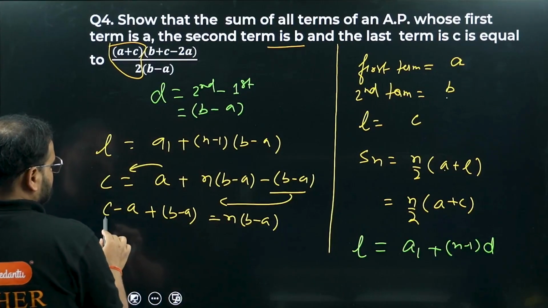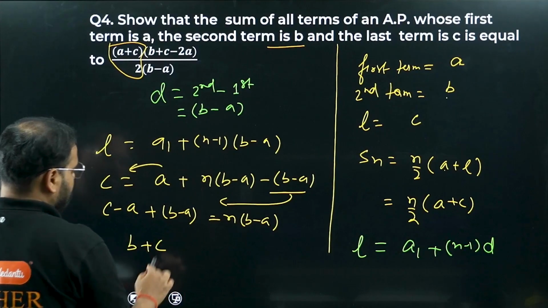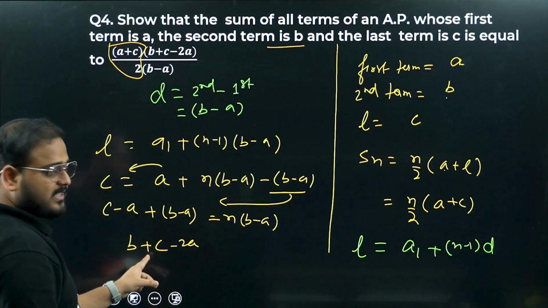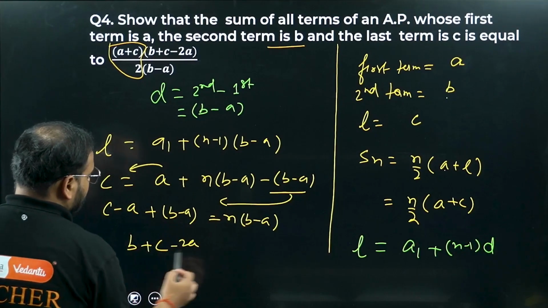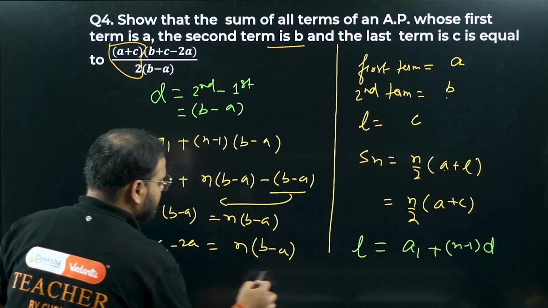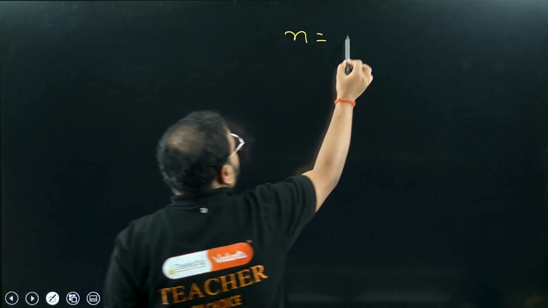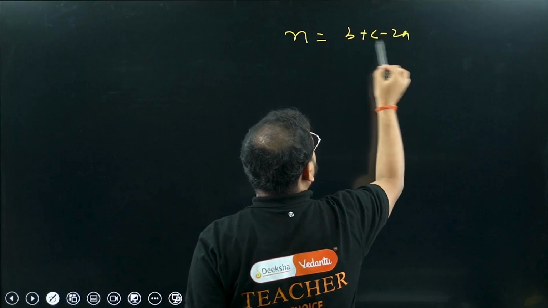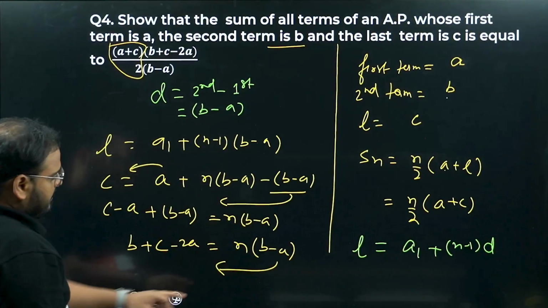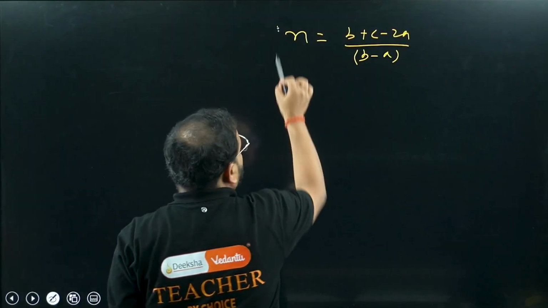What is this? C plus B minus A minus A. So this is going to be B plus C minus 2A. B plus C or C plus B, same thing. Minus A minus A is minus 2A, equals n times (B minus A). Now bring this B minus A on this side. I'm going to get n equals (B plus C minus 2A) upon (B minus A). Multiplication becomes division. So this is my n value.